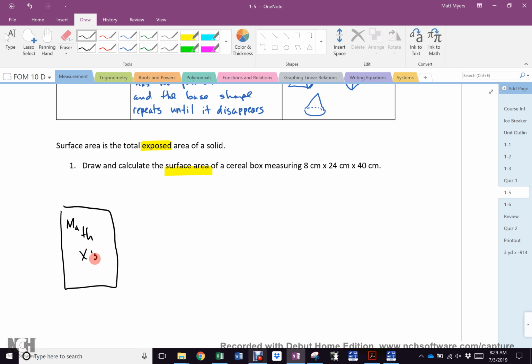So, Math X's. That's what a cereal box looks like, right? That's the front of the cereal box. What's at the back of the cereal box? Another rectangle. We'll go out here like this, yeah? And it would make that, right? What is a cereal box? It is a prism, yes?